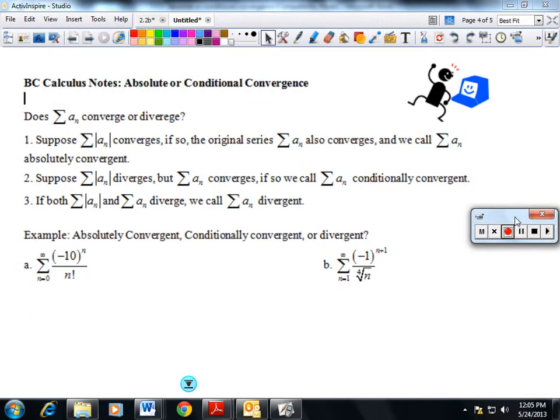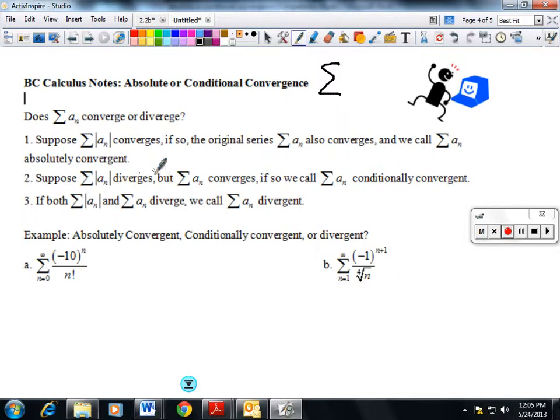Absolute or conditional convergence. Let's just read through. Suppose the series... When it says the absolute value of the series, that's talking about, if they give you, well, just one of these, and you put absolute value on this, the negative 10 to the n is going to be obsolete. It's going to go away. It could just be like a 10. So if it converges without the alternating part, then it converges absolutely.